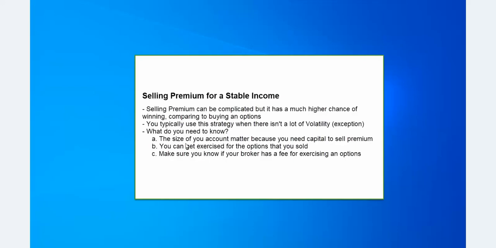Okay, but the one thing I want you to know is that you need to have money to sell options, somewhat depending on what you are selling. Because you can get exercised on the premium that you sell, and that would cost you money. If your account doesn't have enough, you go into margin and all that stuff, and you have to pay extra money for margin, just so you know. And then some brokers charge extra fees for exercising options. So those are things you should know beforehand when you decide to sell premium.